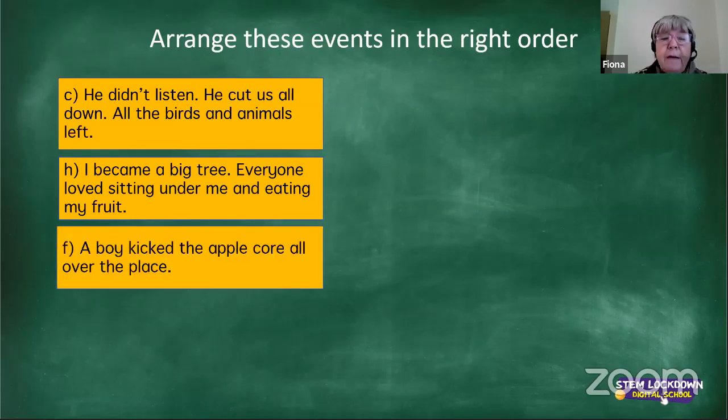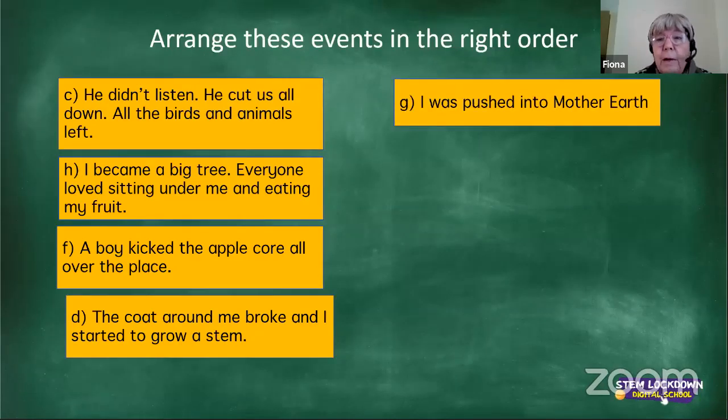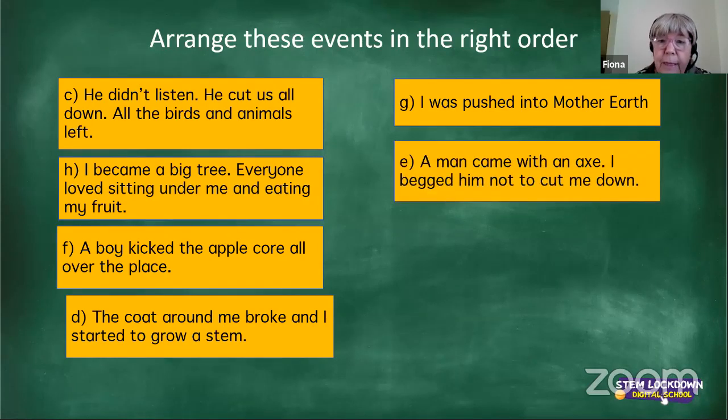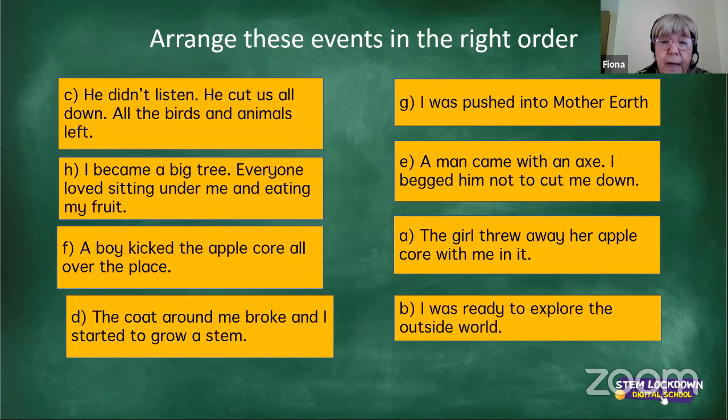Number F, a boy kicked the apple core all over the place. Number D, the coat around me broke and I started to grow a stem. Number G, I was pushed into Mother Earth. Number E, a man came with an axe. I begged him not to cut me down. Number A, the girl threw away her apple core with me in it. Number B, I was ready to explore the outside world.